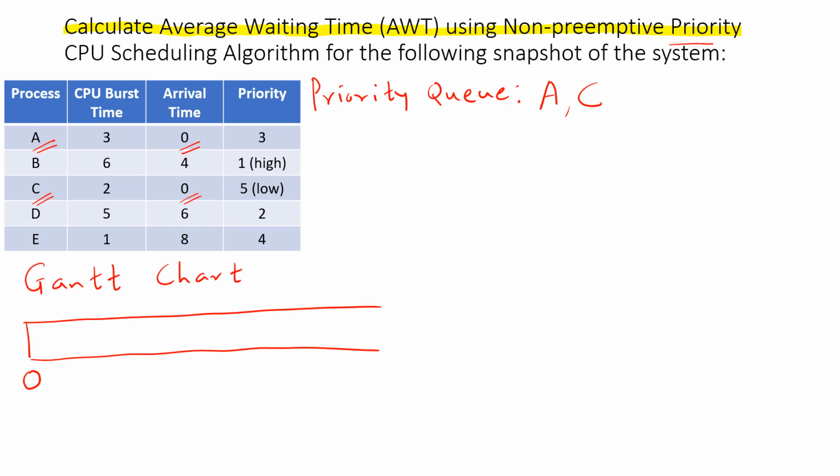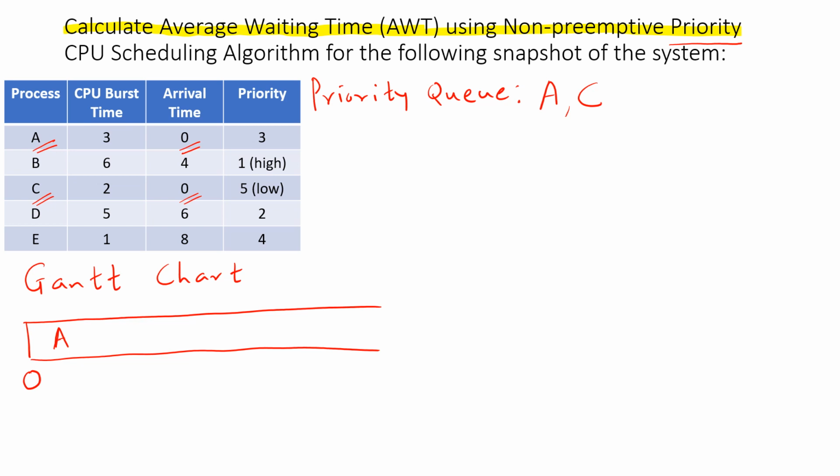The algorithm is priority based, so we will look at the priority of A. Priority of A is 3 and priority of C is 5. Now larger numbers denote smaller priority. So naturally A will get the CPU because its priority happens to be higher. The number is smaller but the priority is higher than that of C.